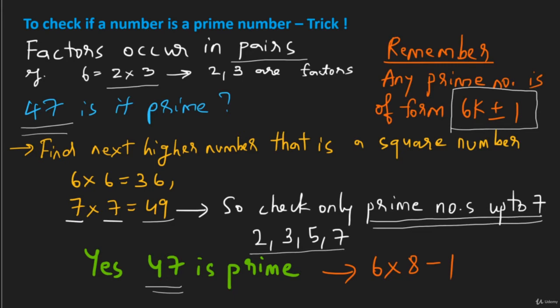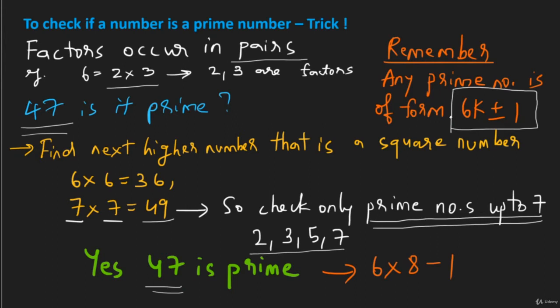But at the same time, remember that any number which can be expressed as 6k plus or minus 1 is not necessarily a prime number. Alright. So it's just one way: if you can find out that a number is not of the form 6k plus or minus 1, directly you can conclude that that number is not a prime number.